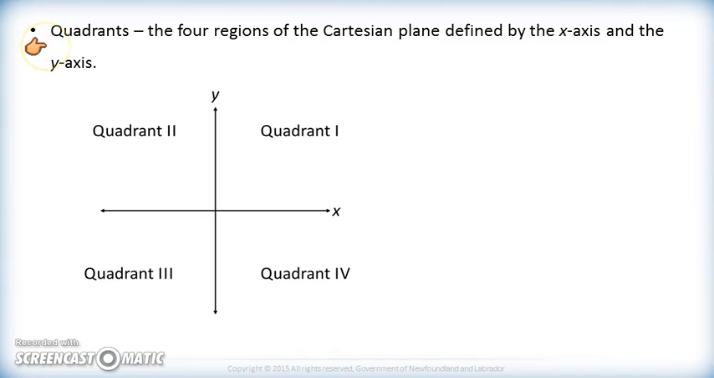The quadrants. The quadrants, just as a reminder from earlier courses, are Quadrant 1, Quadrant 2, Quadrant 3, and Quadrant 4. They are the four regions defined by the x and y axis.